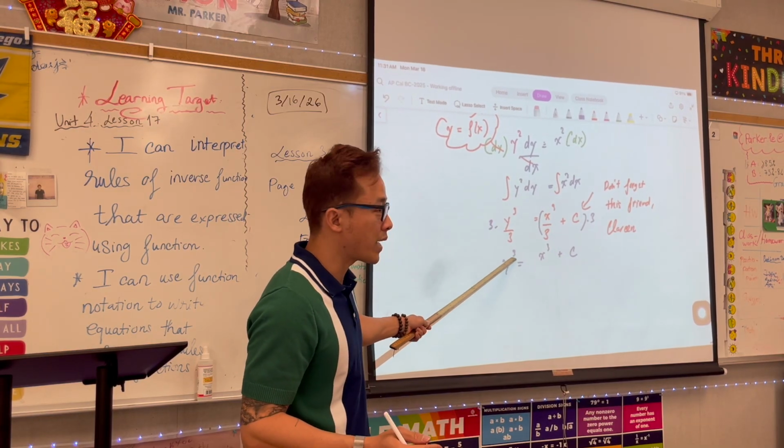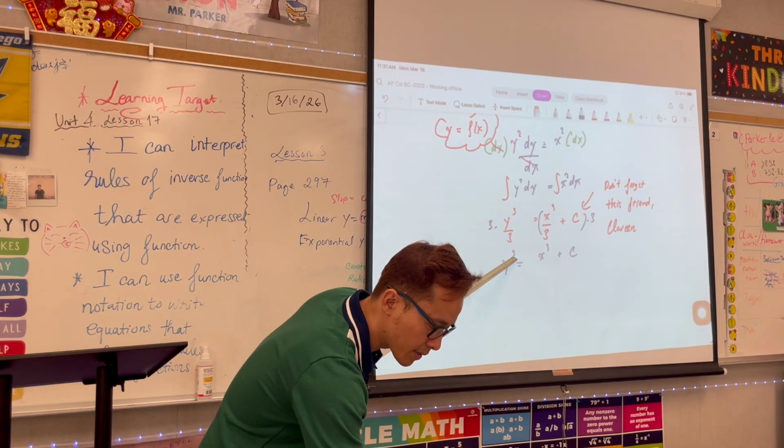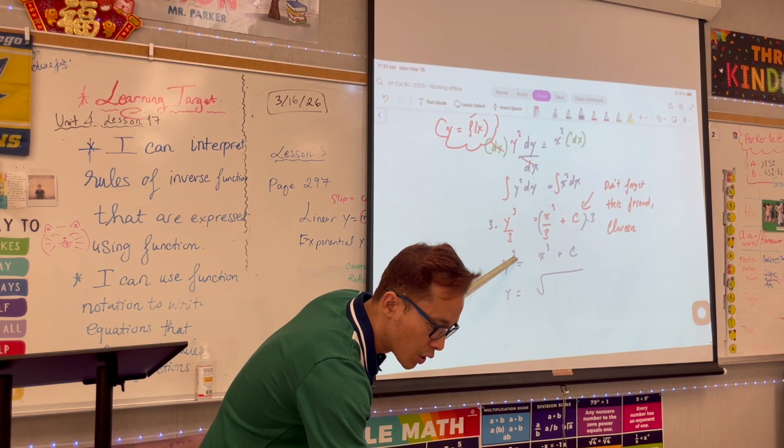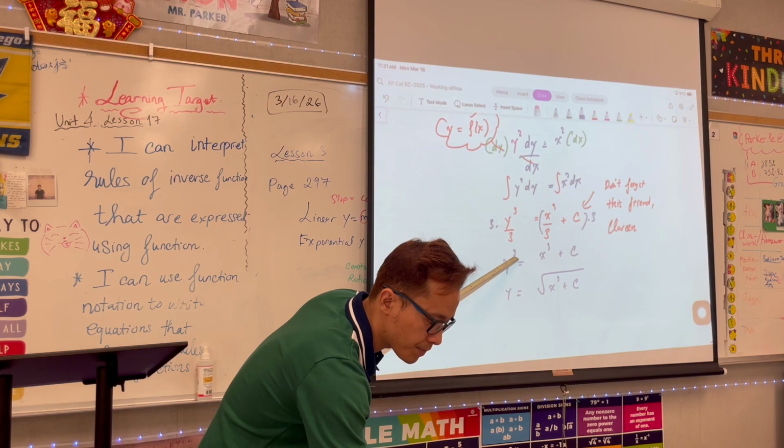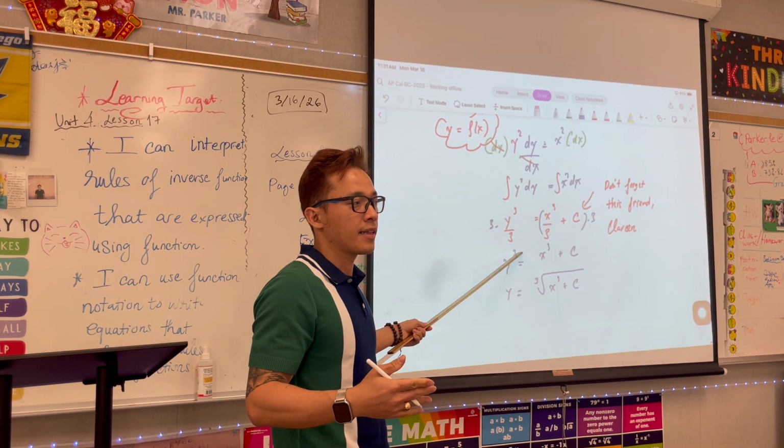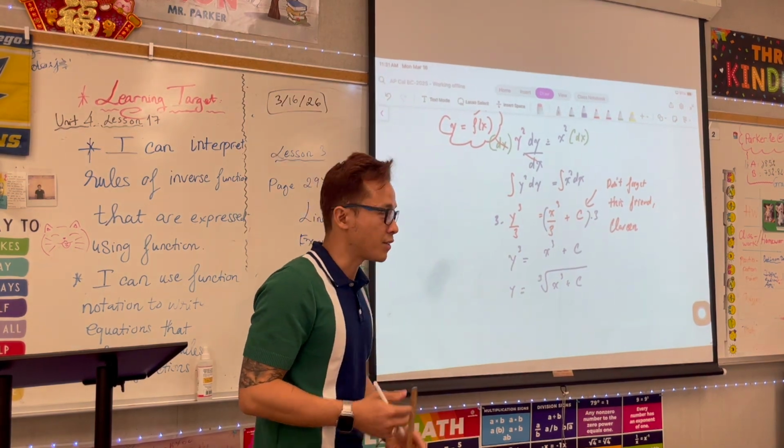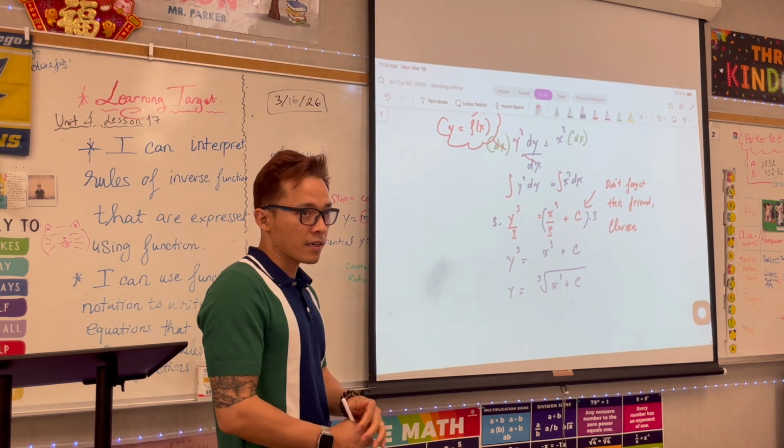And then how do I get rid of the 3? Like Omar just said earlier, you're going to take the cube root. Do I have the plus and minus? No. Why not? Because it's an odd power. Good, you still remember.